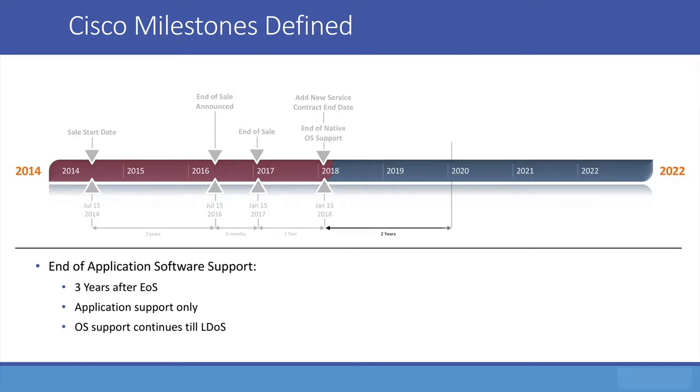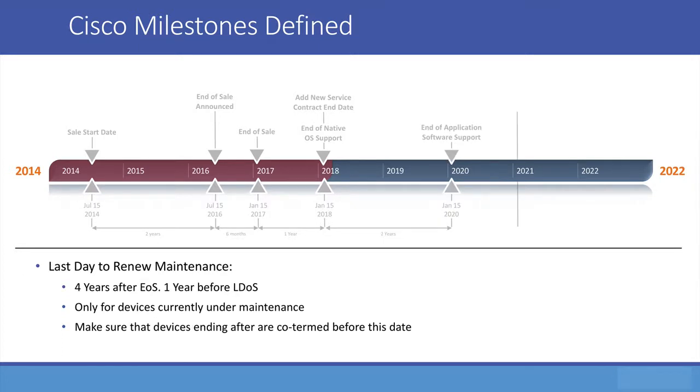So if we zoom forward another 2 years, this is where we have the end of application software support. And this happens 3 years after the end of the sale, and this only applies to the application software. OS support will continue until the formal last day of support, which you see will happen in this case in 2022.